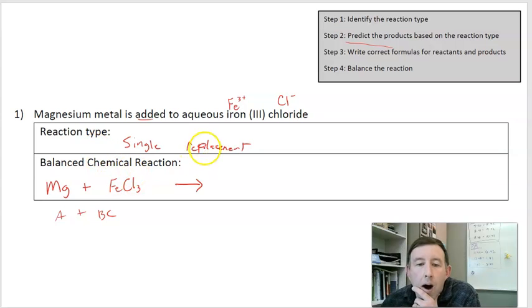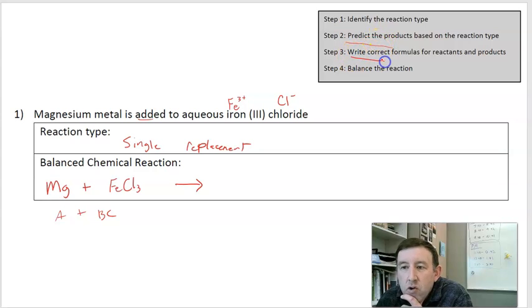Now the next thing I have to do is predict what the products are going to be and then write the correct formulas for those products. So magnesium's a metal, so I know that it is going to be 2 plus. Now, iron's a 3 plus and chloride's a -1. So metal will replace a metal. So the A and the B in this case are going to swap places.